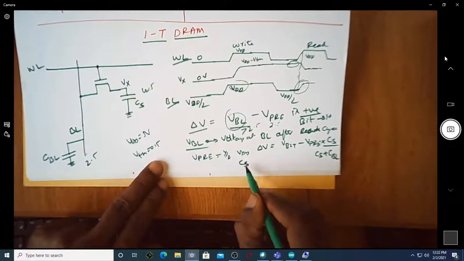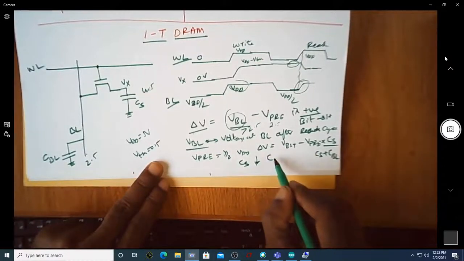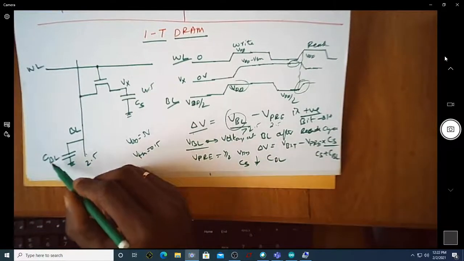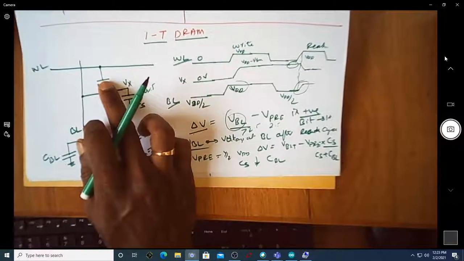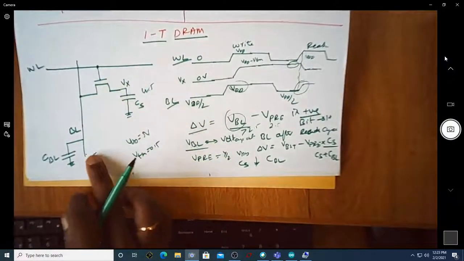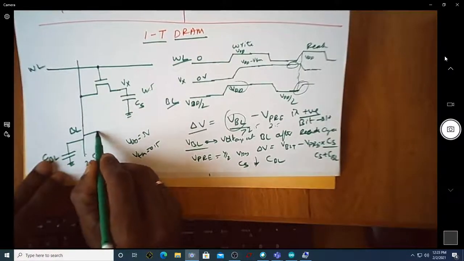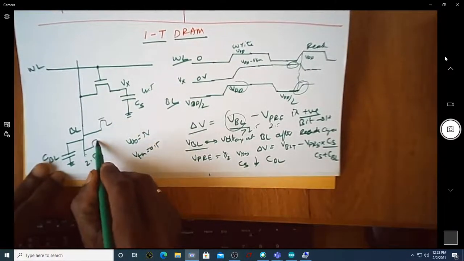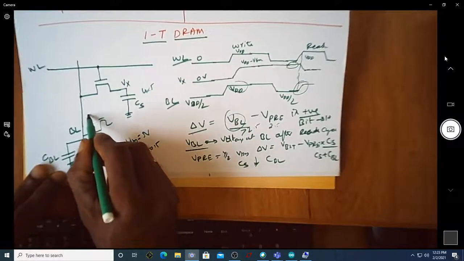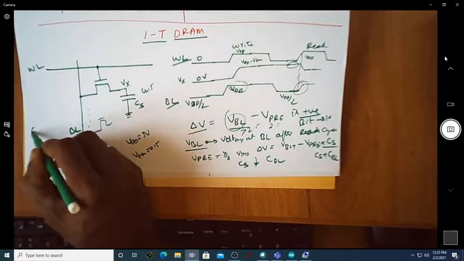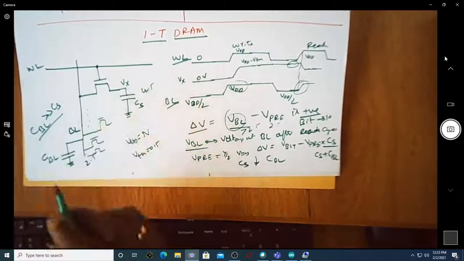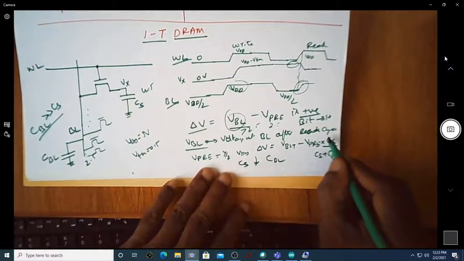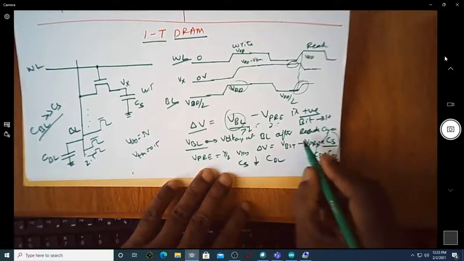Usually the CS value will be very small compared to CBL, because the bit line capacitance is high since hundreds of transistors will be connected to it. You have one more bit, one more bit, one more bit. Likewise you're going to have hundreds of transistors. Naturally CBL is far greater than CS, so this ratio will be very small.